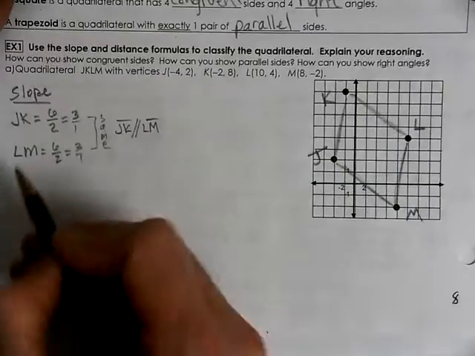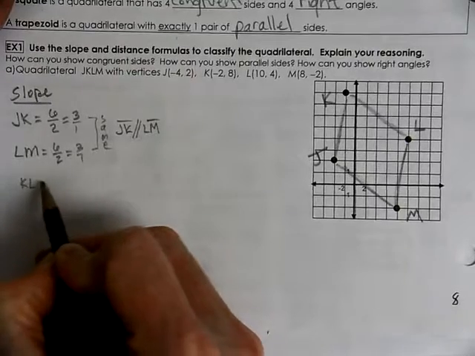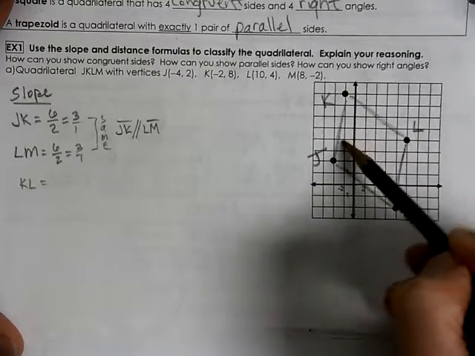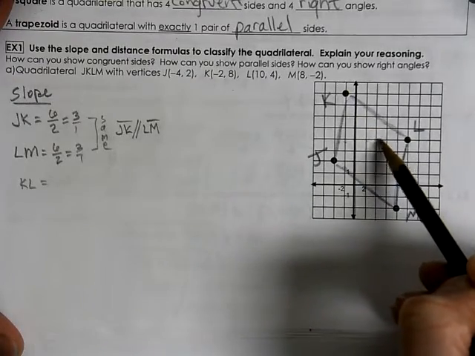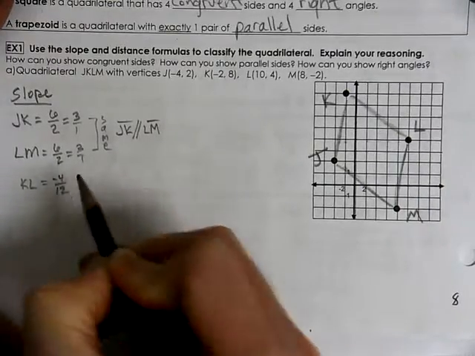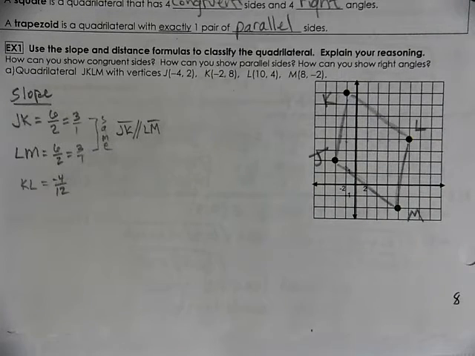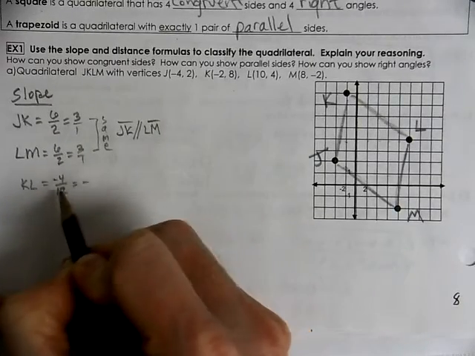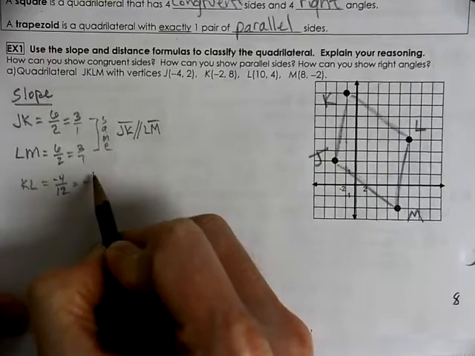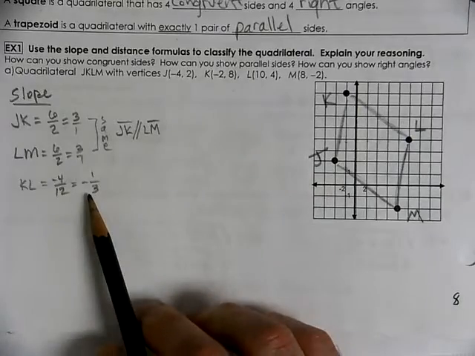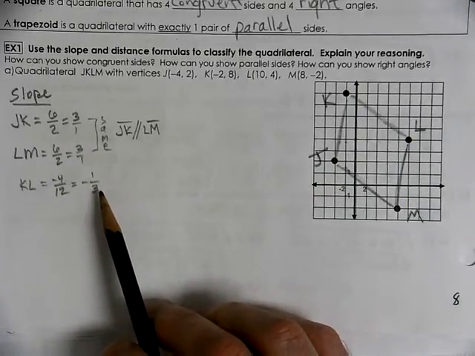Let's take a look at the other two sides. KL. KL goes 1, 2, 3, 4 down, but 2, 4, 6, 8, 10, 12. Negative 4, 12. You have to watch the scale. The scale goes by 2s as we count to the right. So this actually reduces to a negative fraction. 4 goes into 4 once, 4 goes into 12 3 times. It doesn't really matter where we put the negative, on top or bottom. It's just one of them.